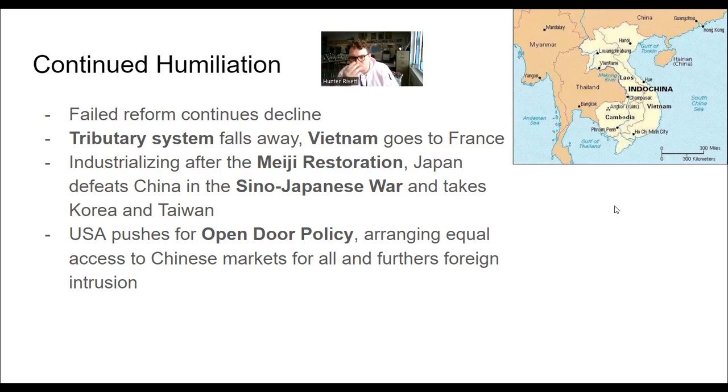Anyway, in the first one, Japan will take Korea and Taiwan. Korea and Taiwan have been tributary parts of China. And Korea has a dynasty in place called the Joseon dynasty. You don't need to know that. But they are a tribute state of China.